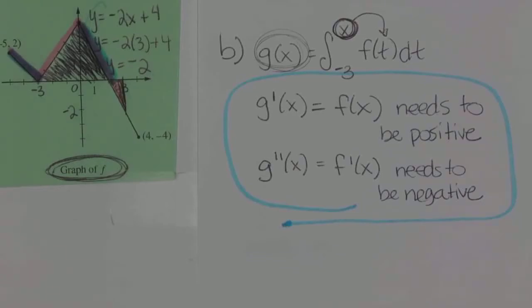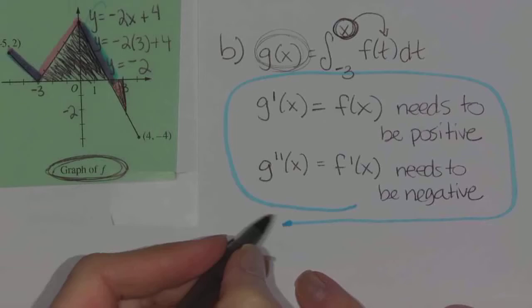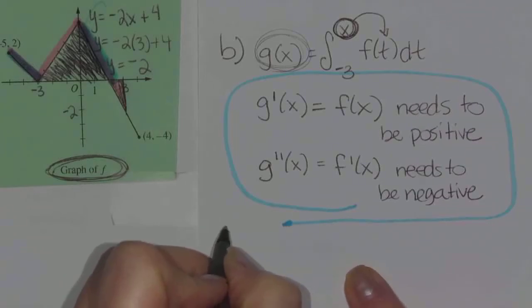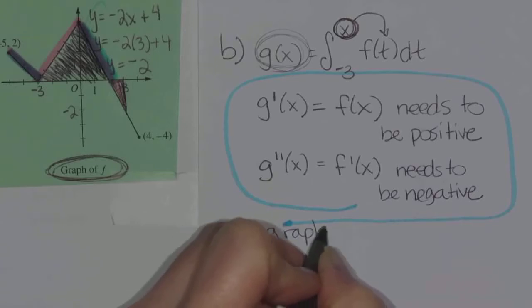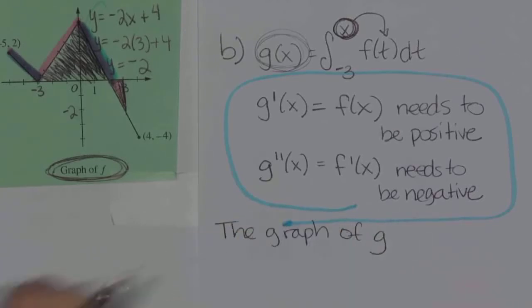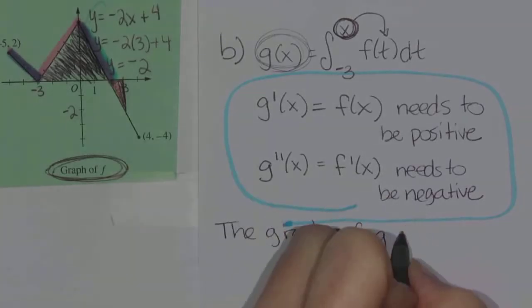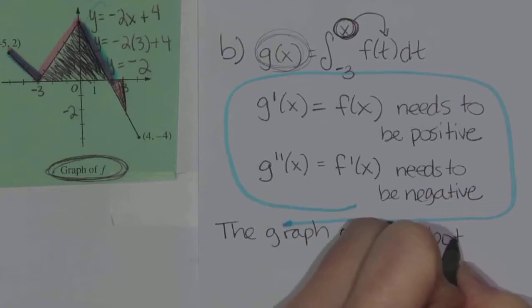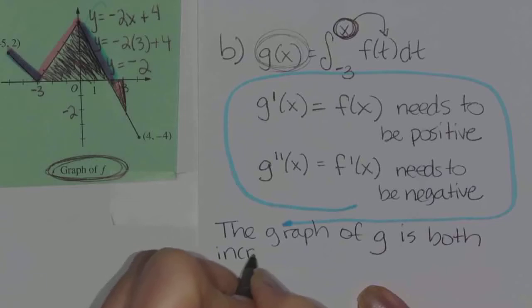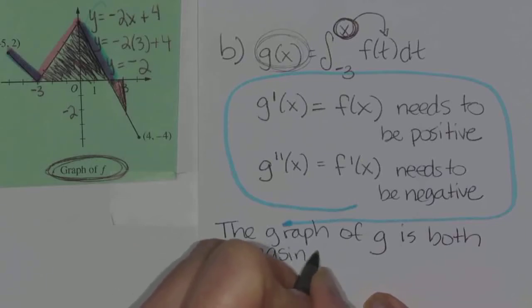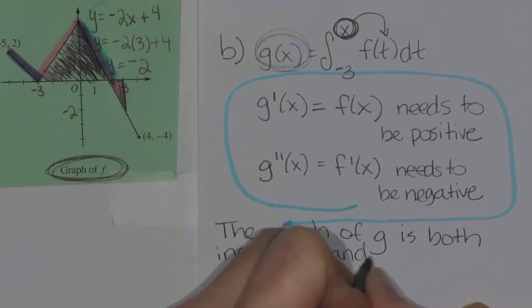So let me write this as a final answer now. So this is how I'm going to write my final answer. I'm going to say the graph of g is both increasing and concave down.